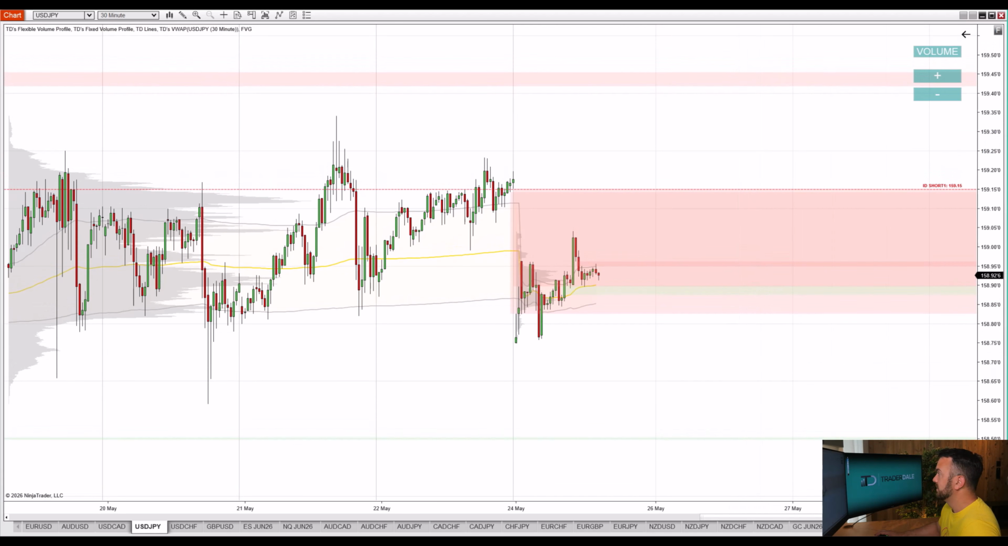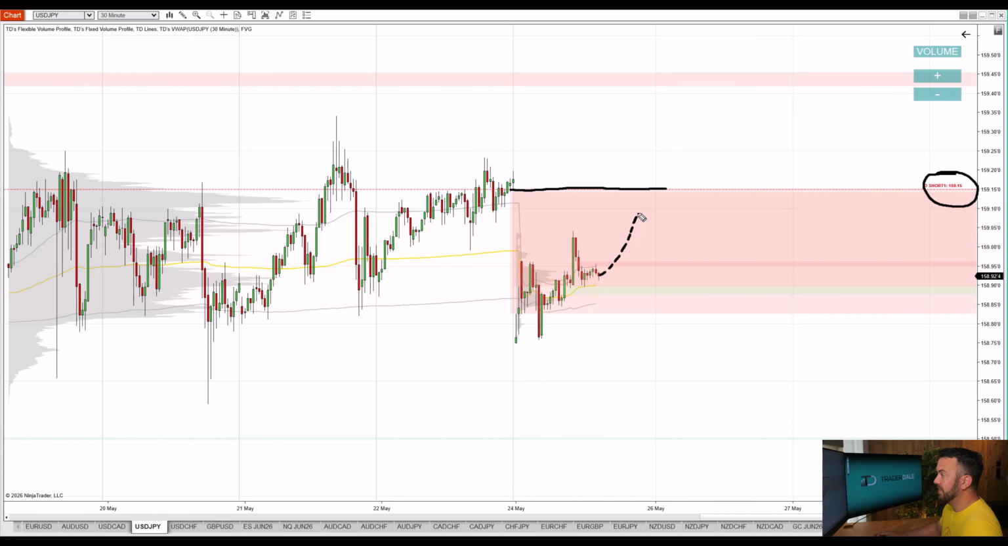Now, very similar scenario is also on the US dollar Japanese yen, because in here we also have a gap. So this is a 30-minute chart of the US dollar Japanese yen, and here is our gap, right? As you can see, it hasn't been closed yet, so the level is still valid. This is the level. This is where the gap begins. It is at 159.15, and again, the same thing.